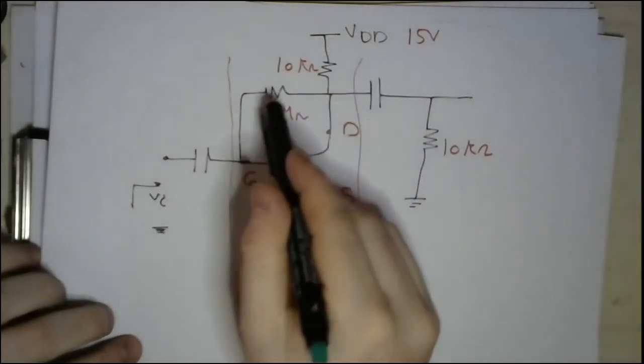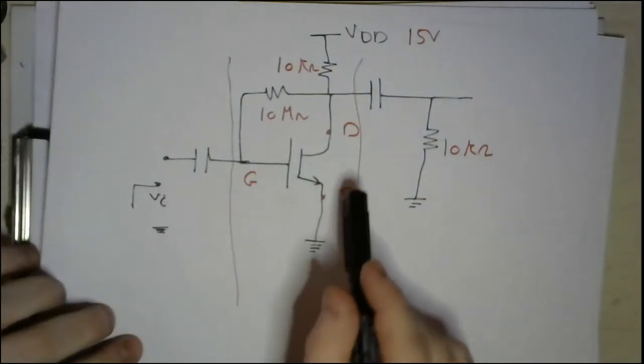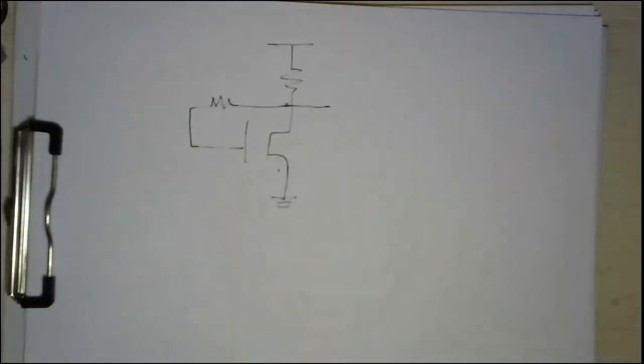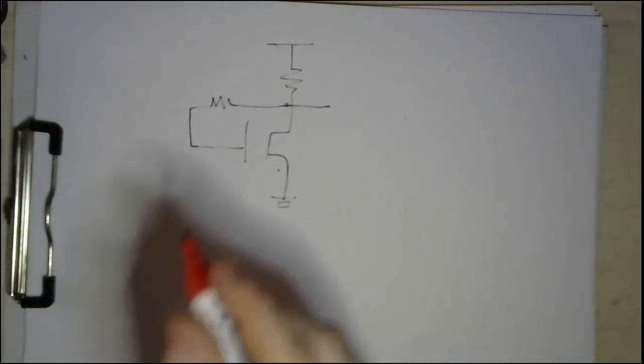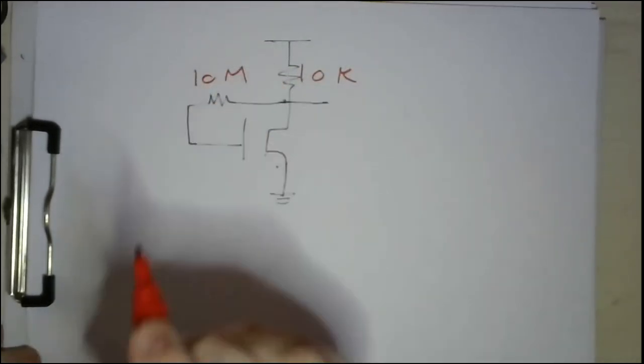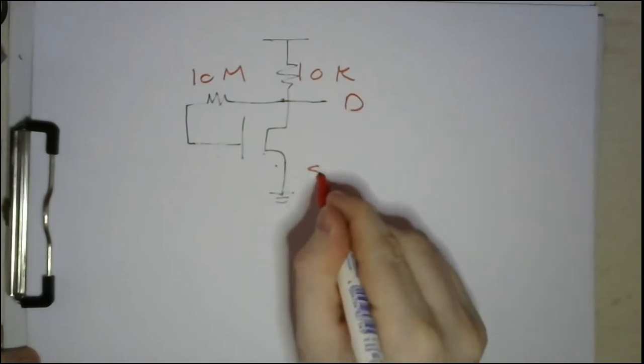I think this will be the circuit. Again, let's check together. We have a resistance, and then this is connected, and this is the source. This capacitor is open circuit, this capacitor is open circuit. So as values, this is a 10K, and this is a 10 mega. Of course, this is the drain, this is the source, and this is the gate.